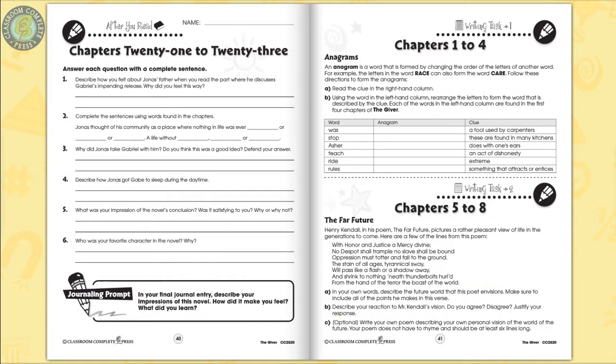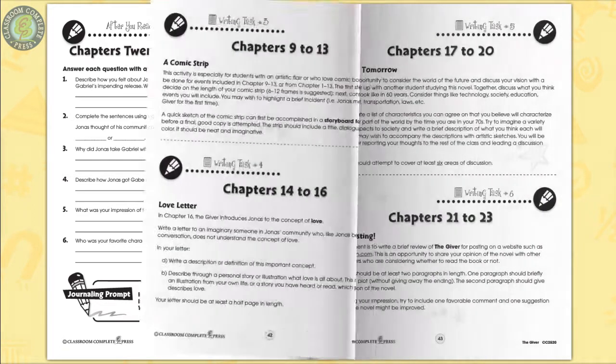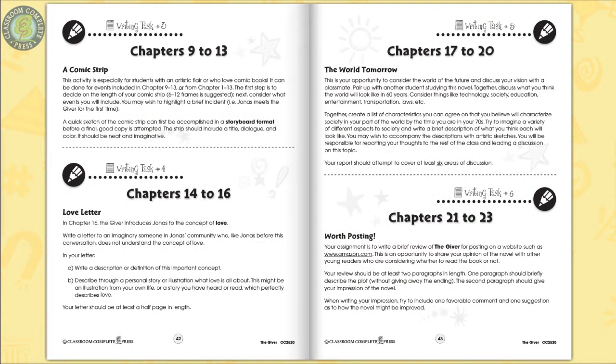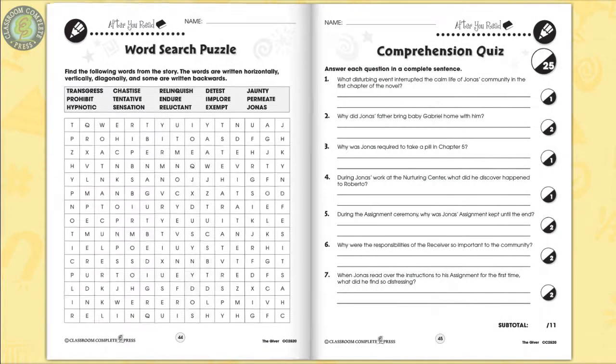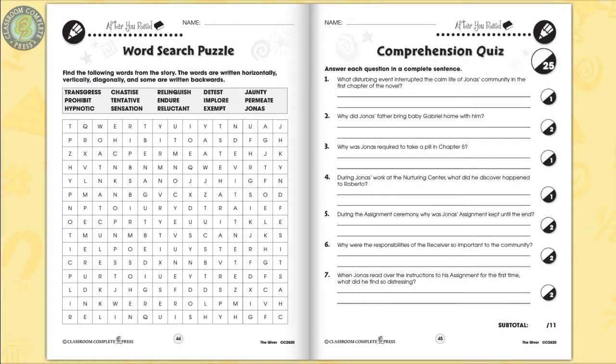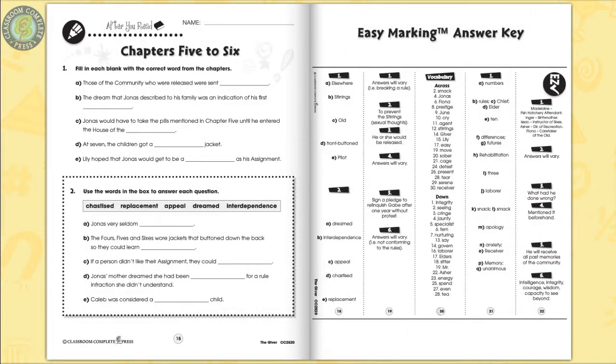Supplement an existing unit with in-depth writing tasks, such as writing and posting a review of the novel online. A word search puzzle and comprehension quiz ends the unit. The easy marking answer key works by lining up perfectly with the matching question pages.